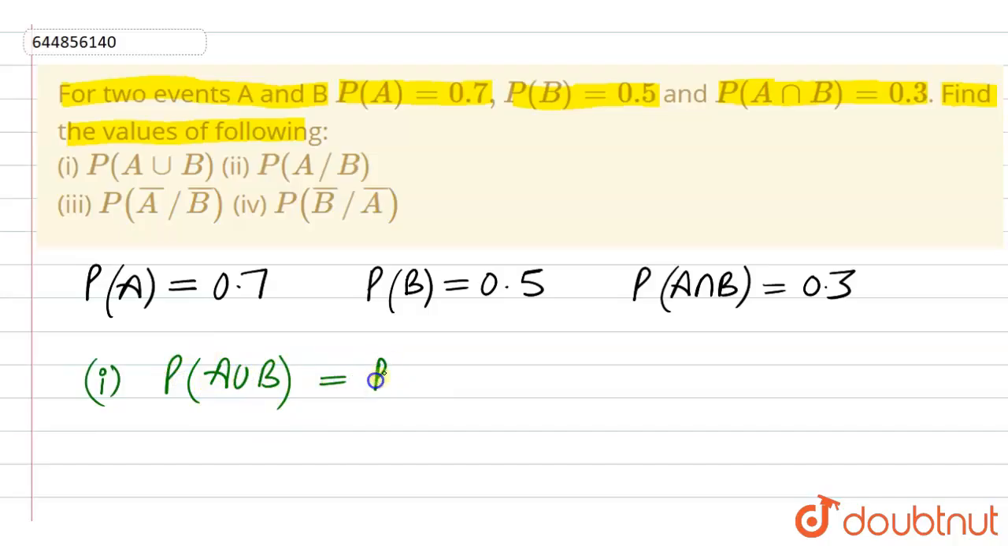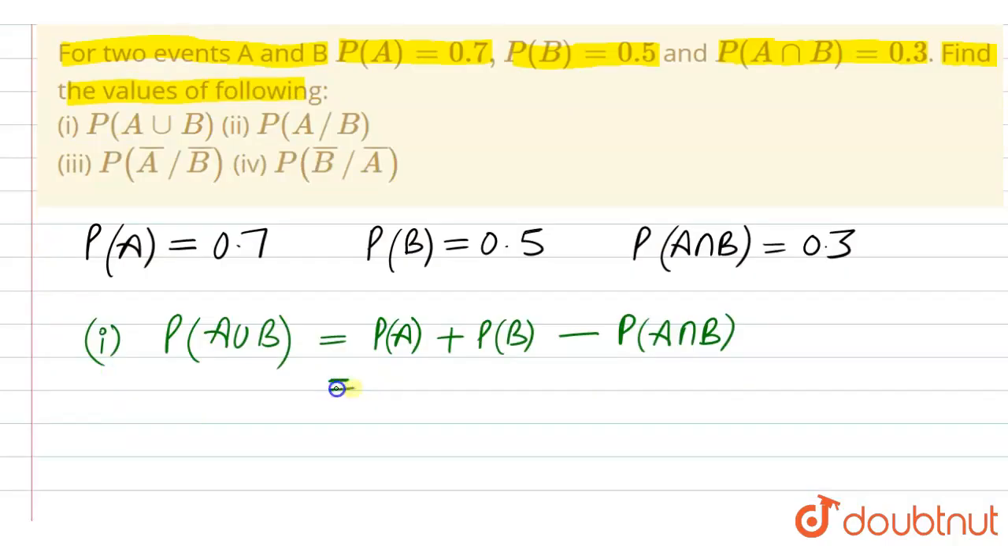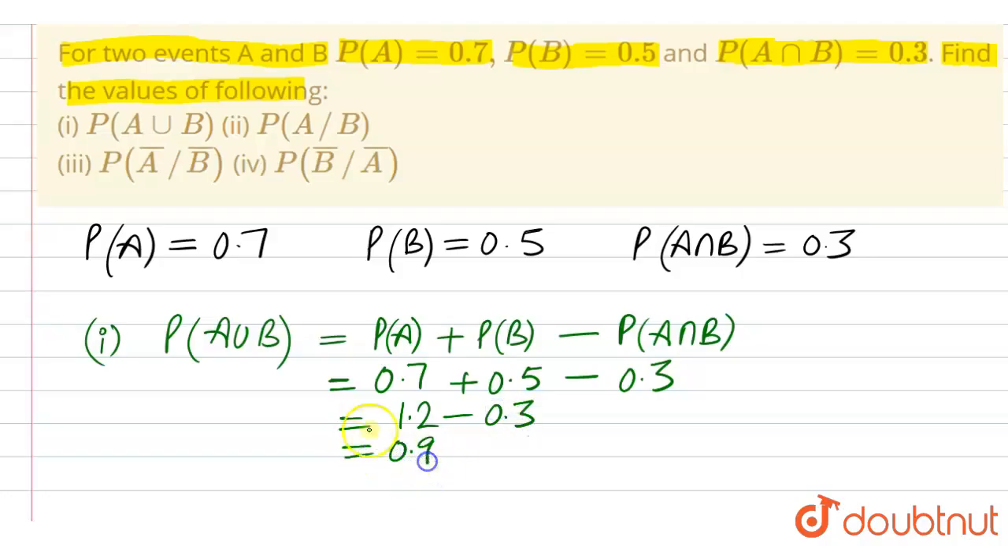Probability of A union B is equal to probability of A plus probability of B minus probability of A intersection B. So this becomes probability of A, we have 0.7, probability of B, we have 0.5, and probability of A intersection B, we have 0.3. So this is 0.7 plus 0.5 is 1.2 minus 0.3. This becomes equal to 0.9. So this is the answer for the first part.